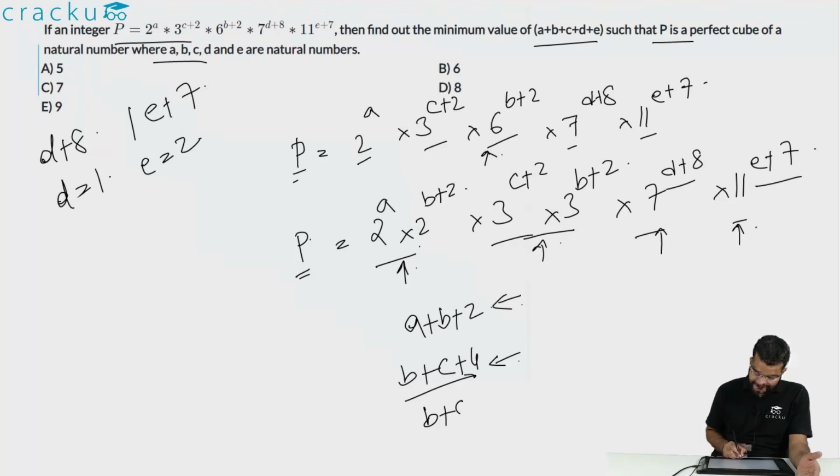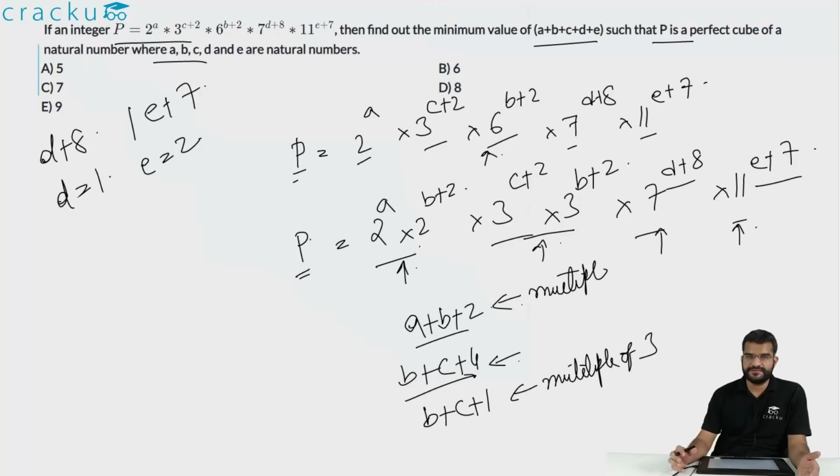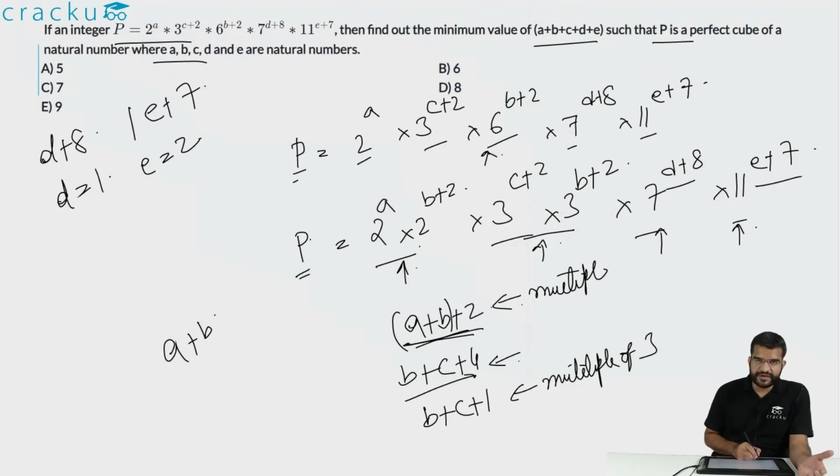If b plus c plus 4 is a multiple of 3, to simplify, we want b plus c plus 1 to be a multiple of 3. Similarly, we want a plus b plus 2 to be a multiple of 3, and we want to keep a, b and c as small as possible. What is the smallest multiple of 3? The smallest multiple of 3 is 3 itself, but we know that as a and b are natural numbers, a plus b should be at least equal to 2. So 2 plus 2 should be at least equal to 4. So we can't have a plus b plus 2 equal to 4, but we can have a plus b plus 2 equal to 6, or a plus b equal to 4.